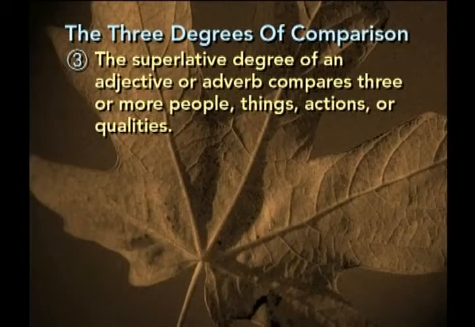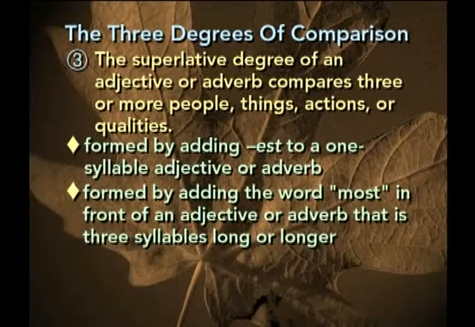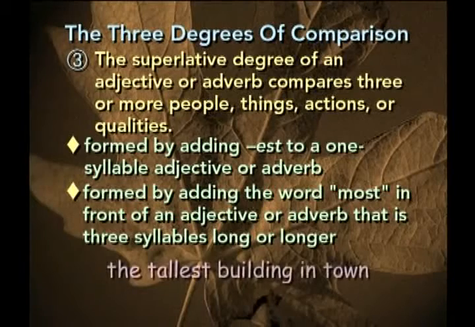The superlative degree of an adjective or adverb compares 3 or more people, things, actions, or qualities. It is formed by adding EST to a one-syllable adjective or adverb, or by adding the word most in front of an adjective or adverb that is 3 syllables long or longer. Let's again look at some examples.